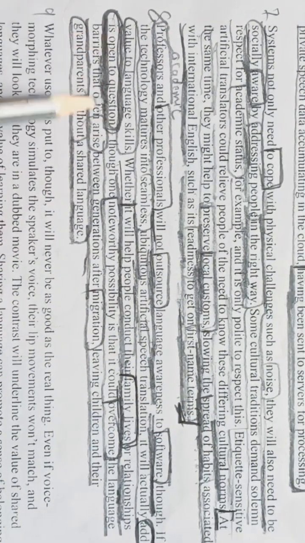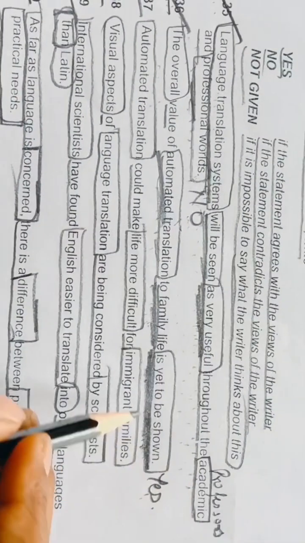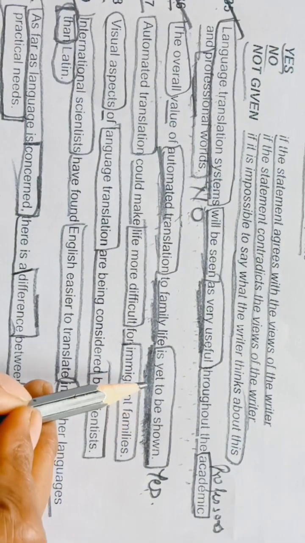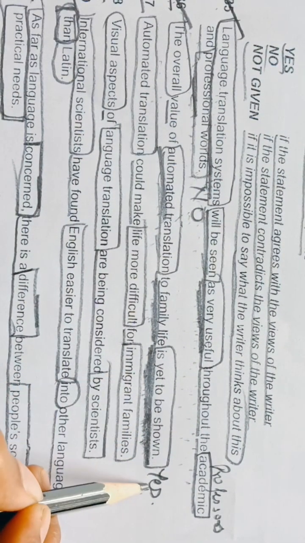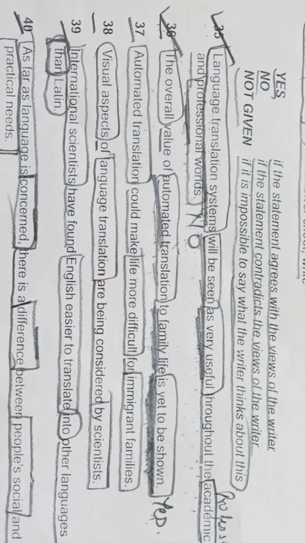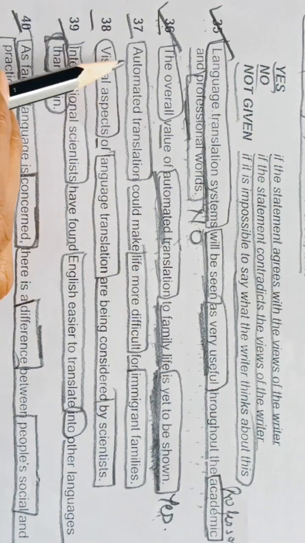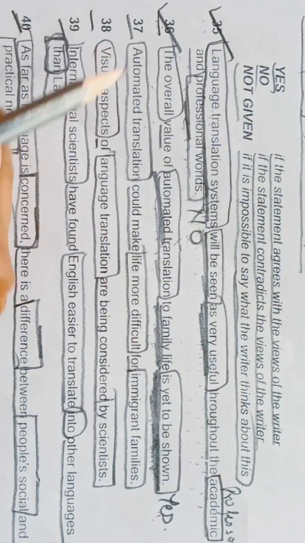So this line is important. Is open to question. So both the statements are agreeing with each other, so that's why we will write yes in front of 36 in our answer sheet. Okay, I hope you understood this. Let's move forward towards our another question, 37 number.